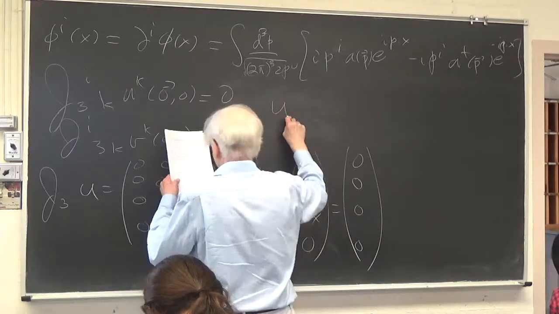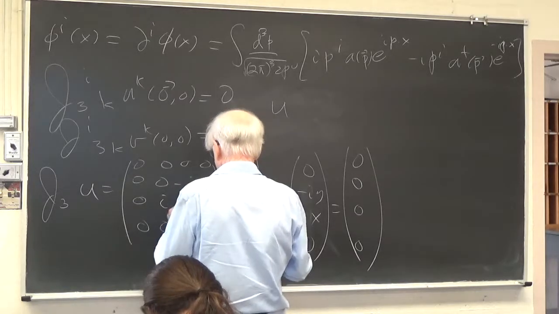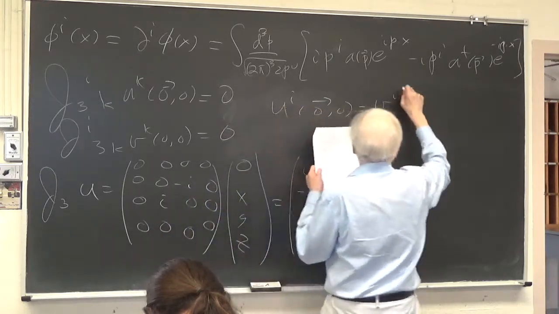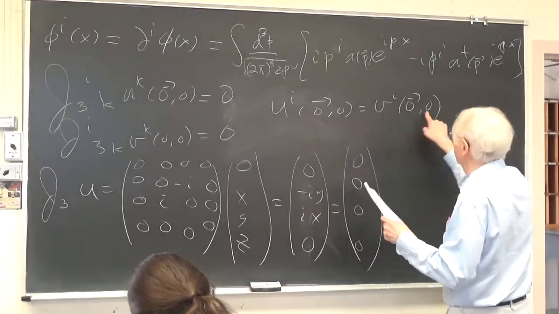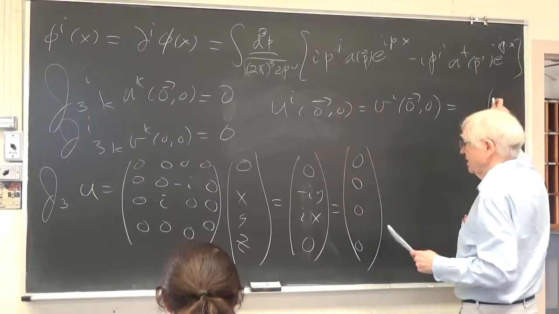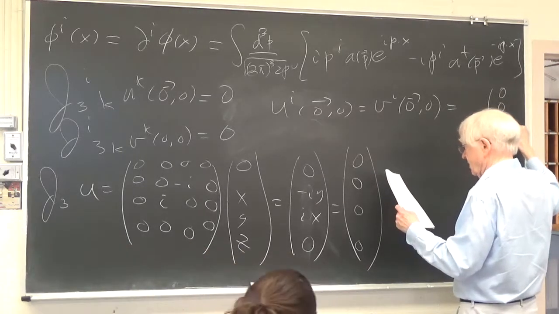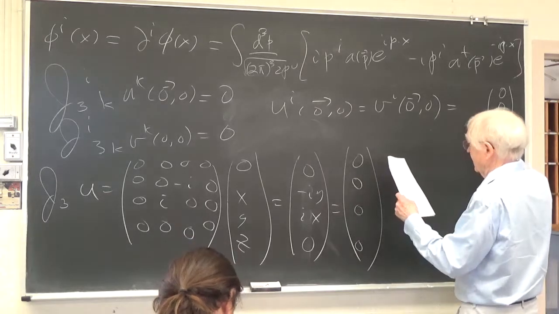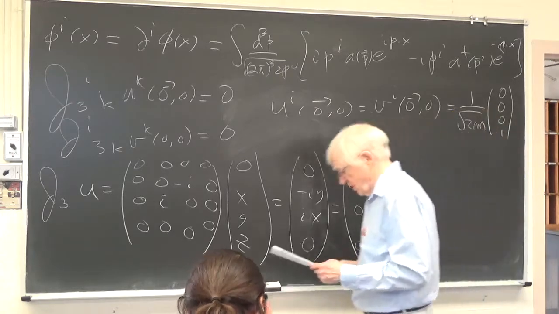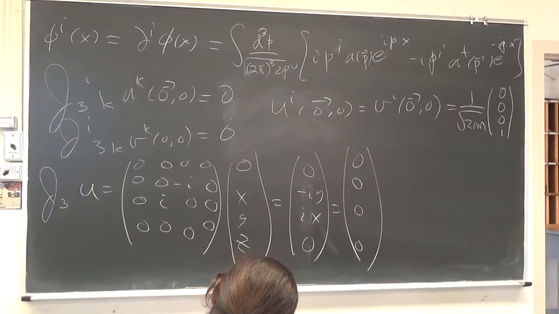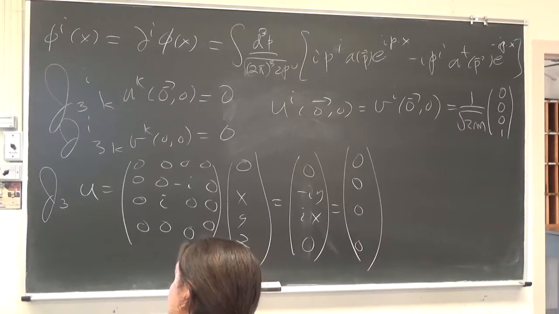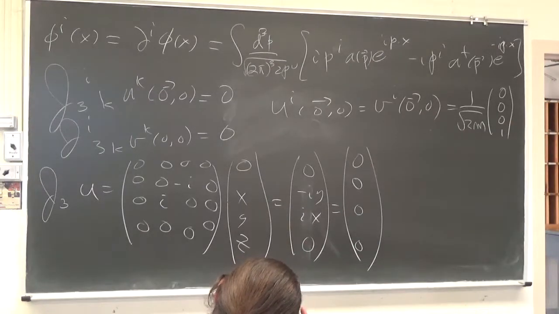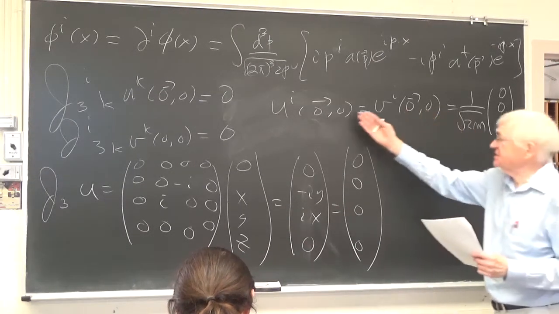So that means then that the spinors, UI and VI, for spin 0 are just 0, 0, 1. So this is 0, 1, 2, 3, and we throw in a normalization factor 1 over root 2m for the reason that you care about. All right, so that's what the spinors for spin 0 are at 0.